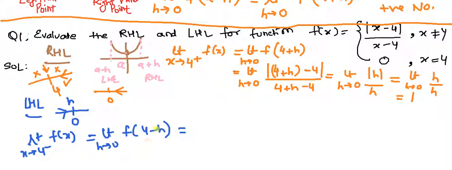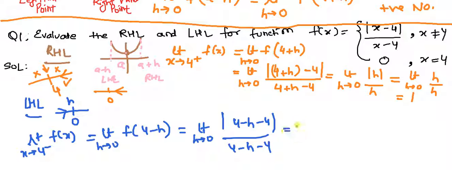And now you're going to put this value in the given question. Again, it will be this only, because the function is not exactly at 4, it's less than 4. So you'll be writing this limit h tends to 0 mod of 4 minus h minus 4 over 4 minus h minus 4. So you're going to get this value, mod of minus h. Now it's a big question here, how are you going to solve it?